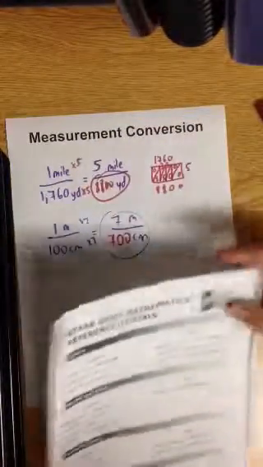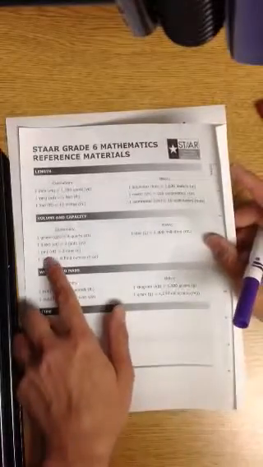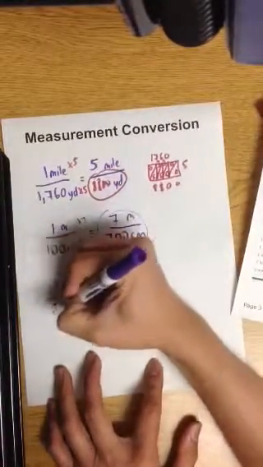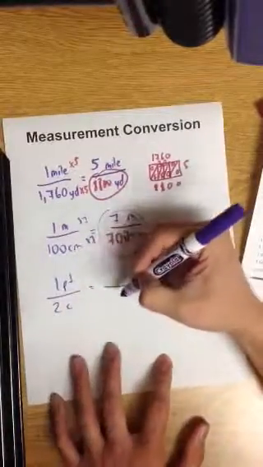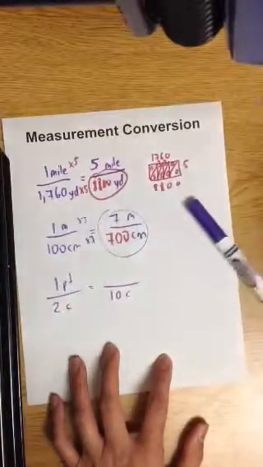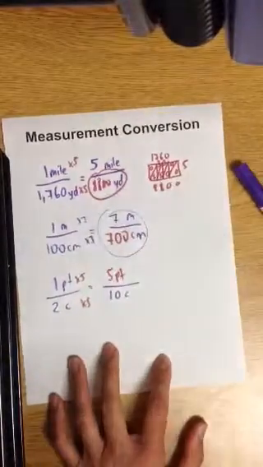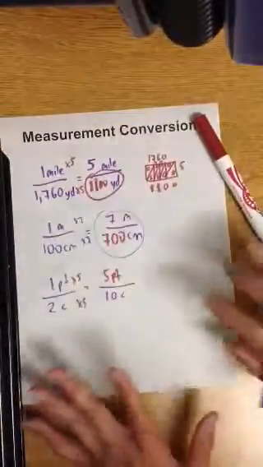Let's try another conversion. Let's do pints and cups. 1 pint is 2 cups. If someone drank 10 cups, how many pints did they drink? Times 5, times 5, 5 pints. So, those are how you convert.